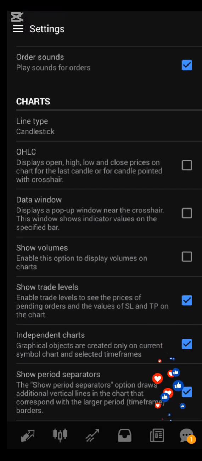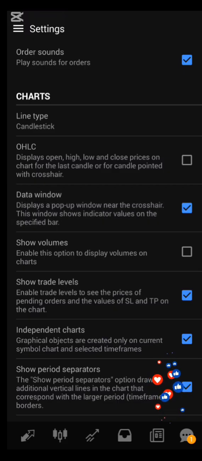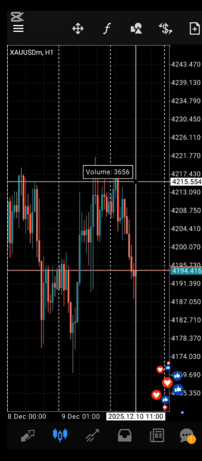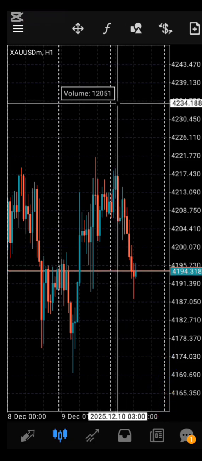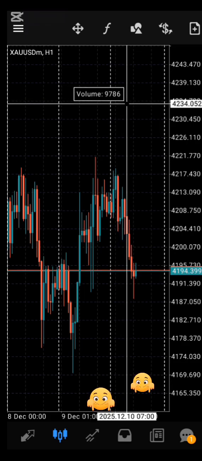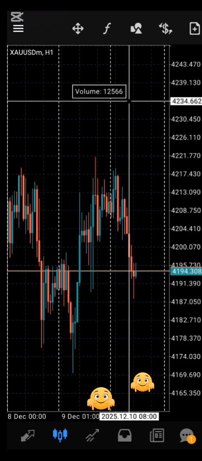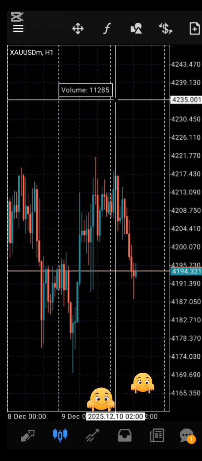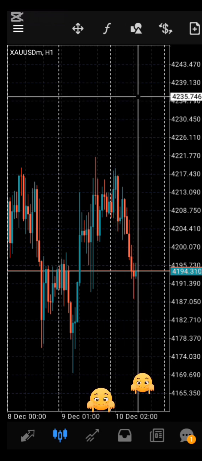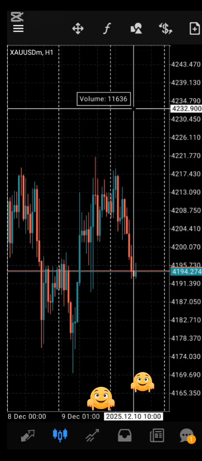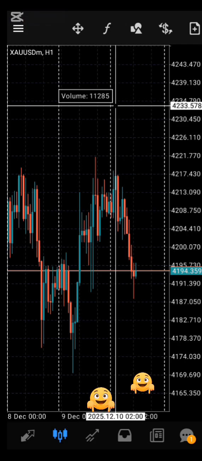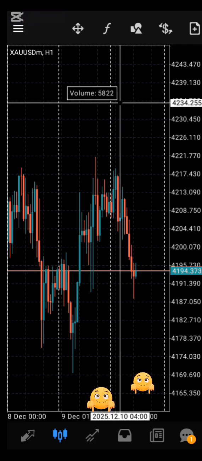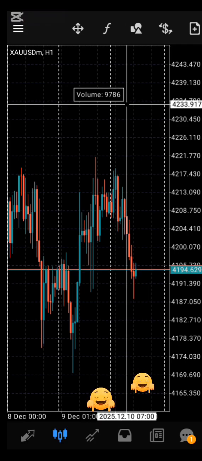Then if you come to data window and turn it on, then come back to the screen, you see each data here. They start showing you the volume of each candle, which means every candle states its own volume, not the entire market, but for each day, every candle has its own volume, telling you how big or how little the transaction was at that particular time.